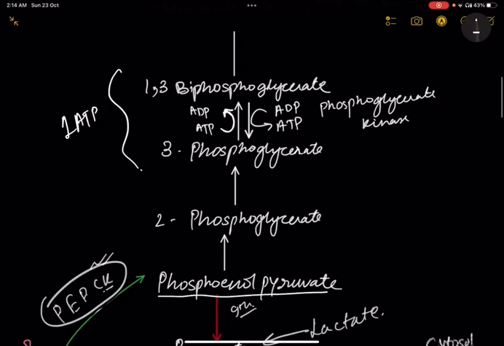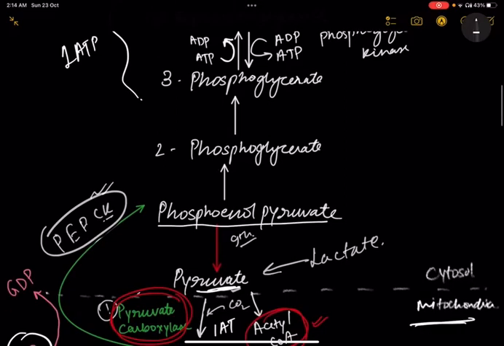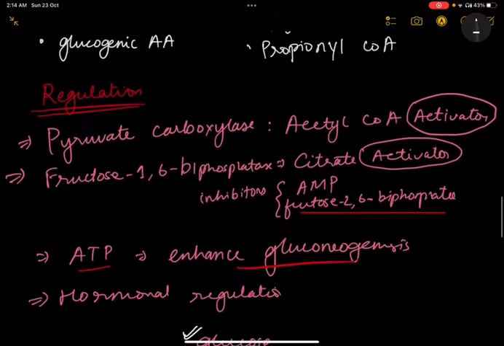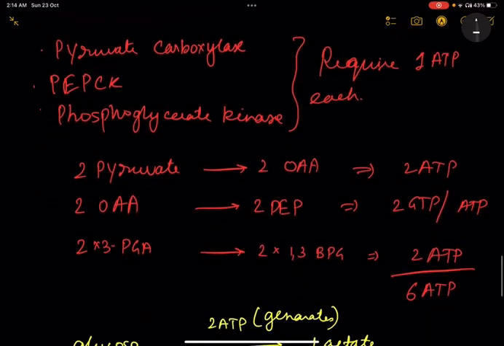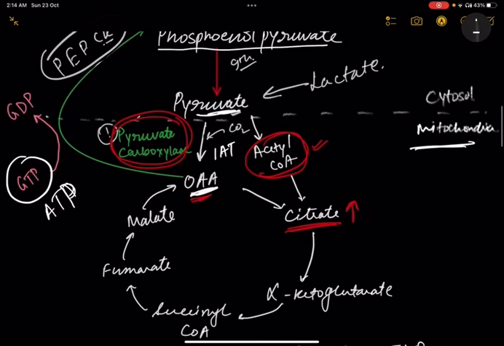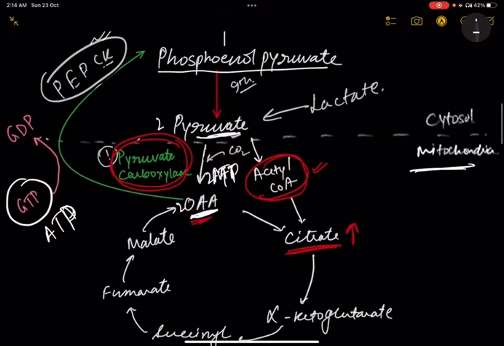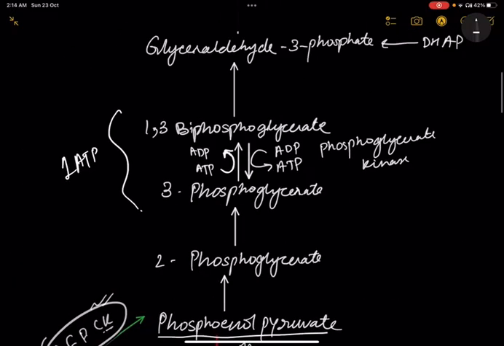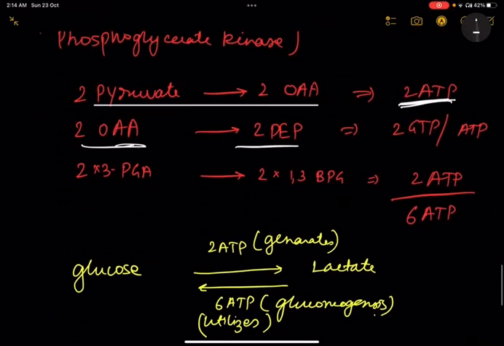But if this is single, then only half of a glucose molecule will be formed. So we are taking 2 pyruvate. 2 pyruvate will be converted into 2 oxaloacetic acid, and it will utilize 2 ATP. Then 2 oxaloacetic acid will be converted into 2 PEP. I can show you over here. This step will take 2 ATP, and this will take 2 ATP. So basically it will utilize 6 ATP in total.